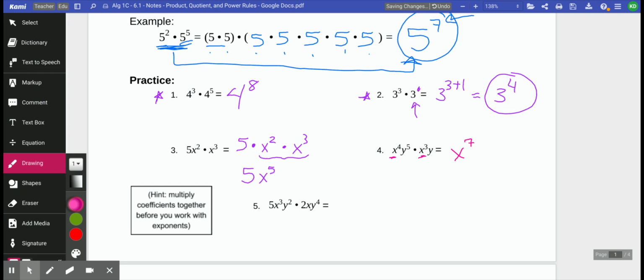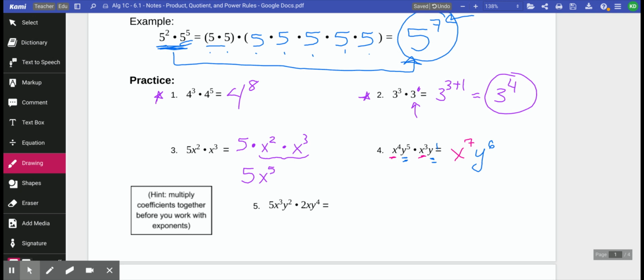And then we're going to look at our y's. So we're looking at each variable independently. So our y, we have y to the 5th, and here's that just regular y, right? So if we already have 5 y's, and then we have one more, that's going to become y to the 6th. Picture that y as an exponent of 1.